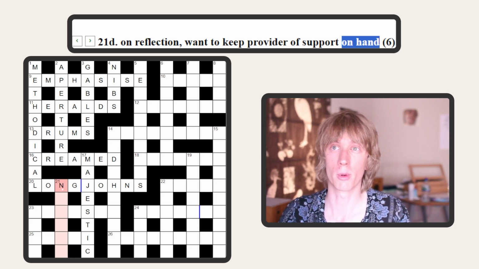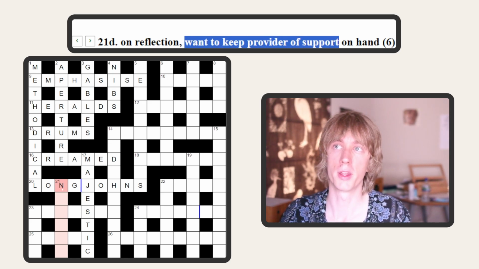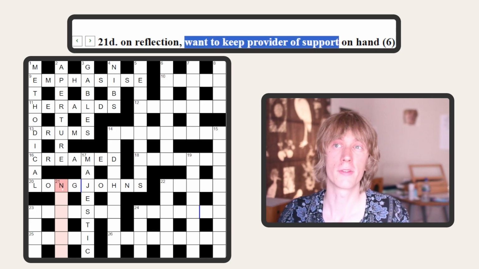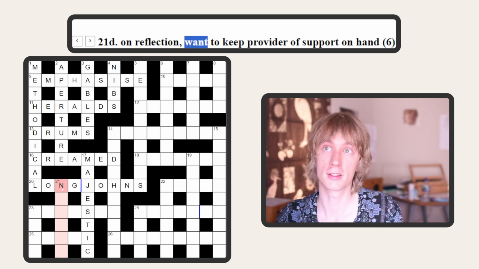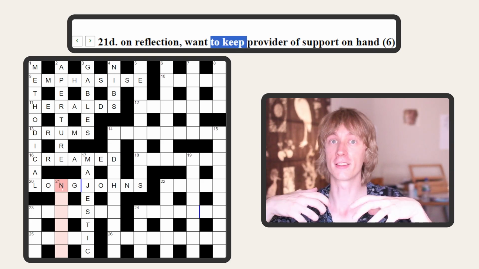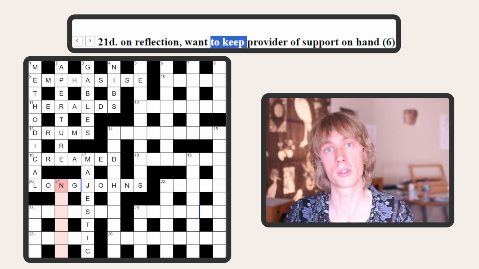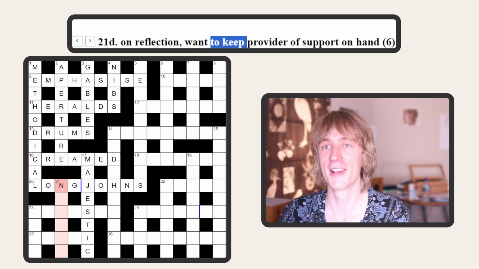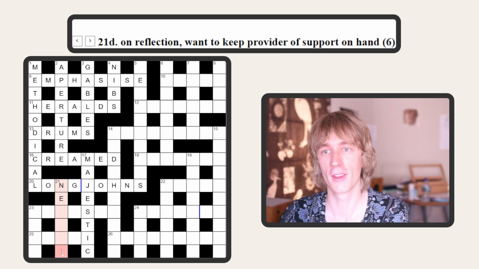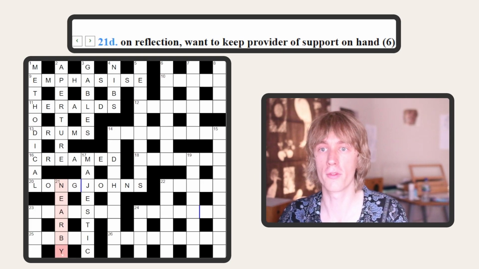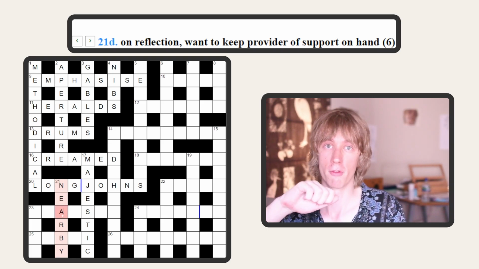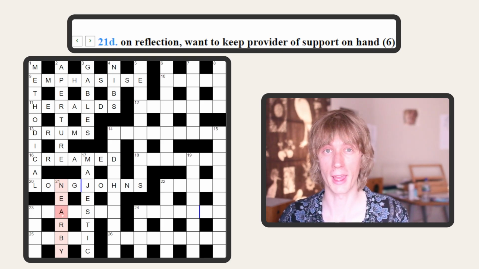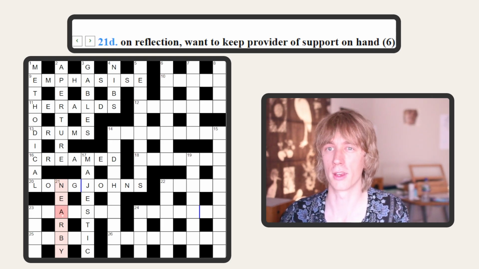So we're reflecting, we're reversing, want to keep provider of support. Well, if you want for something, quite obscurely, you might say you yen for it. And that's keeping, that's taking inside of it, a provider of support, a bra. Okay, so yen is going to keep bra. And all of that is reversed, right? So yen keeps bra, and we reverse it, we get the word nearby. And if something's nearby, it's on hand.